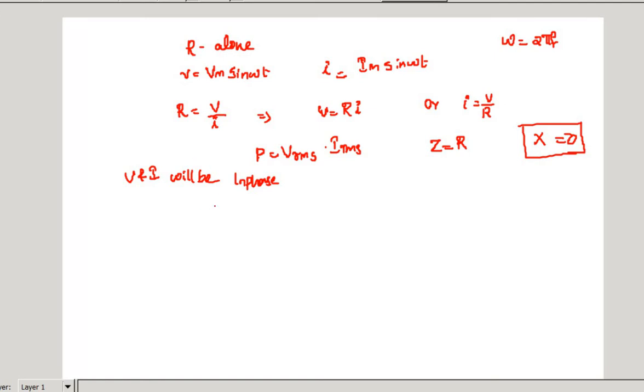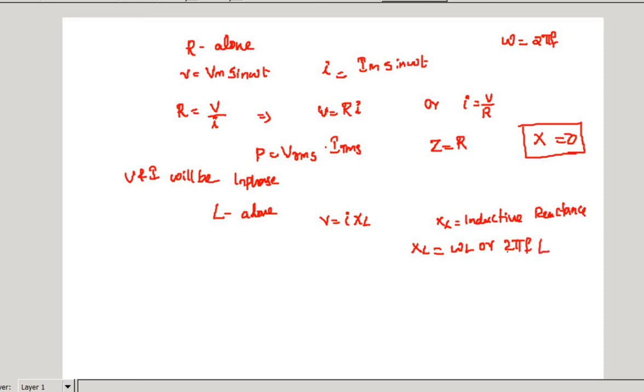Next, in the case of a purely inductive circuit, we can write V is equal to I into XL. What is XL? XL is our inductive reactance, and we can write XL is equal to omega L or 2 pi FL, when omega is equal to 2 pi f.